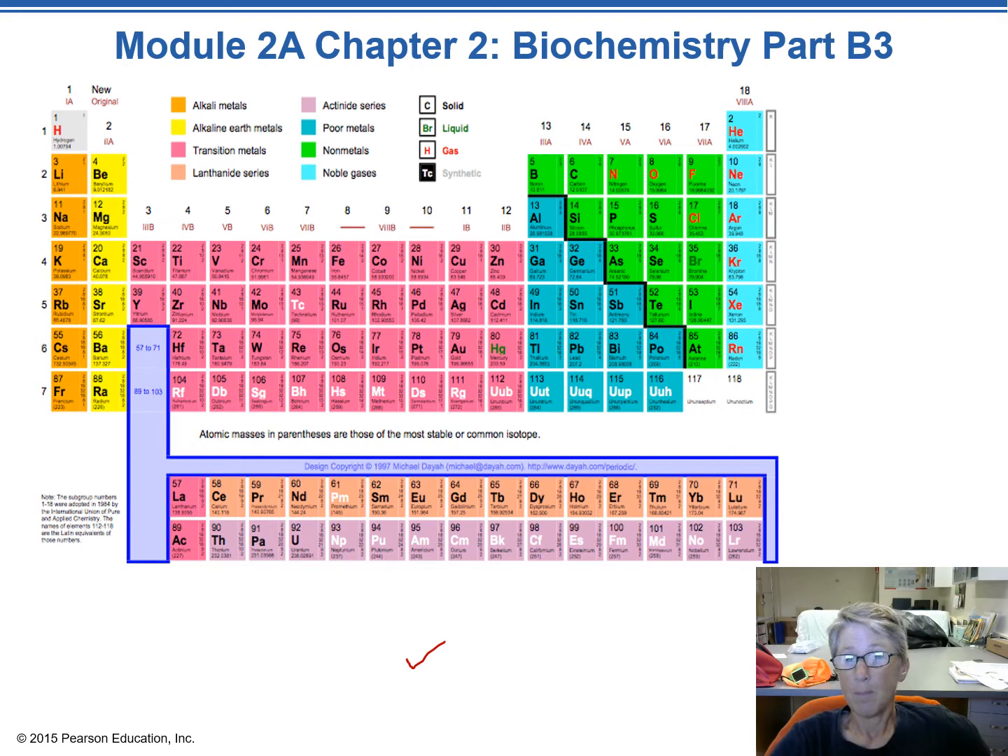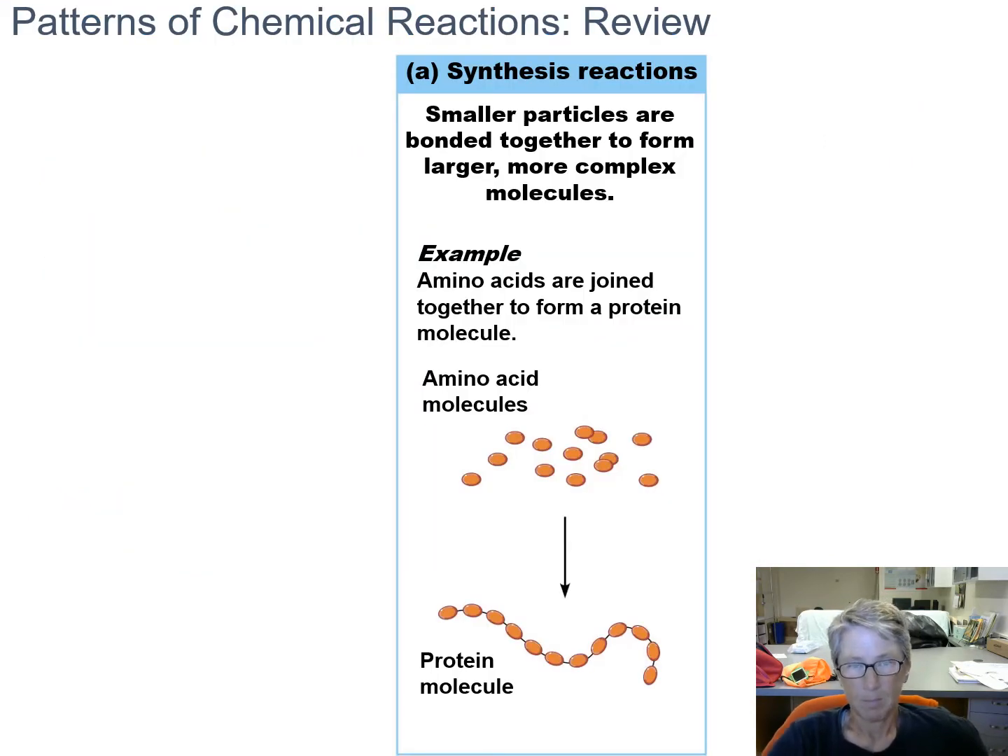So, remember CHON. What is CHON in biochemistry? Carbon, hydrogen, oxygen, and nitrogen. Those are the major elements that make up living things. So this is just a pattern of chemical reaction review.